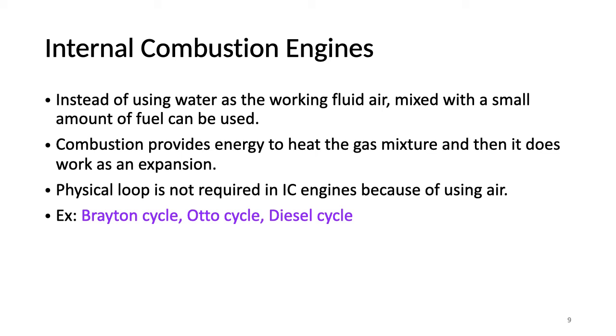Examples of IC engines are Brayton cycle, Otto cycle, and diesel cycle. Brayton cycle operates with a gas turbine and is present in jet aircraft engines. Otto cycle describes the modern automobile engine. Diesel cycle is quite similar to Otto cycle except that fuel is injected after the compression. Both are referred to as air standard Otto cycle and air standard diesel cycle.